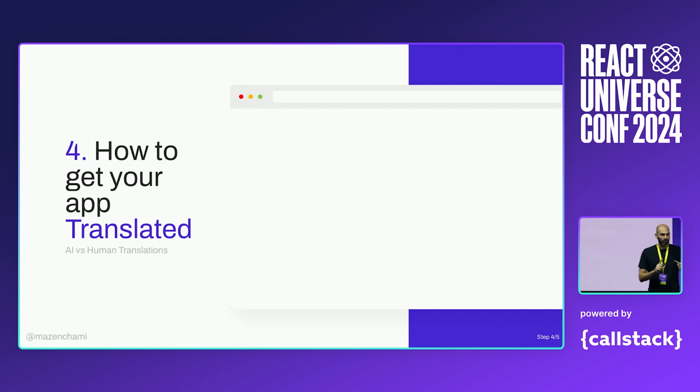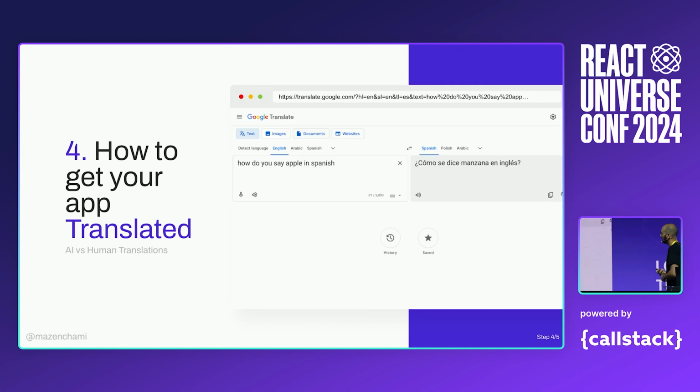So the first one is AI translation. Think Google Translate. If I plug in my phrase, ¿Cómo se dice manza en inglés? I'm not a Spanish speaker, so hope I said that right. But inglés is English, not Spanish. So that's not right.